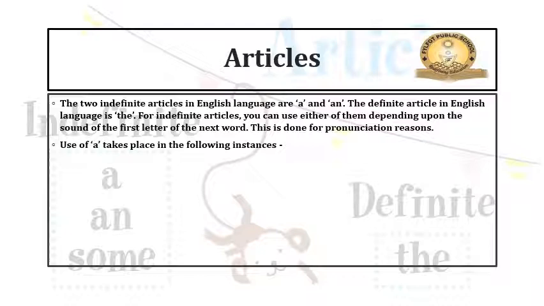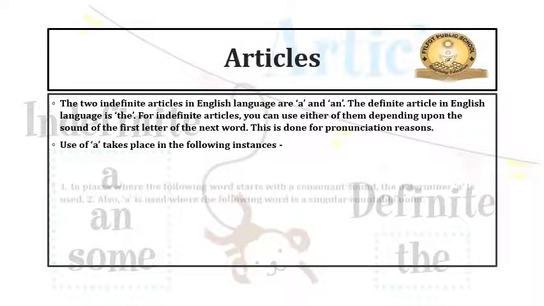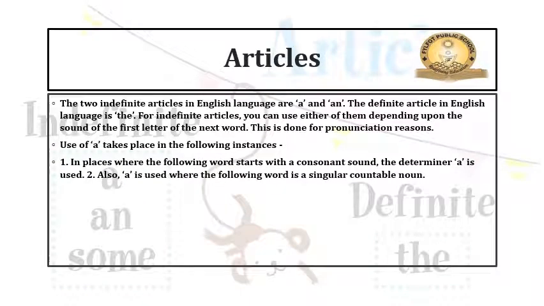Okay. So use of a takes place in the following instances. In the place where the following word starts with a consonant sound. What are your vowels? Your vowels are A, E, I, O, U, and apart from A, E, I, O, U, all the other alphabets are your consonants. Okay. So with a consonant sound, the determiner a is used, and also it is used when the following word is a singular countable noun. So when your word is a single countable noun, you fix a before that.